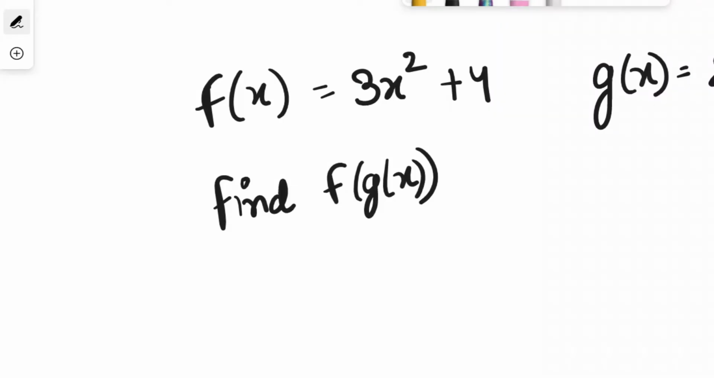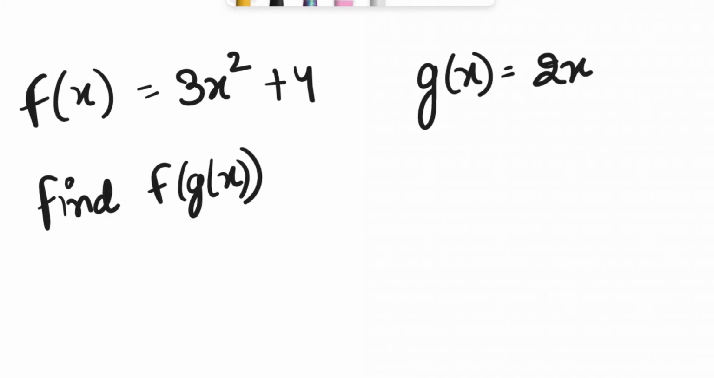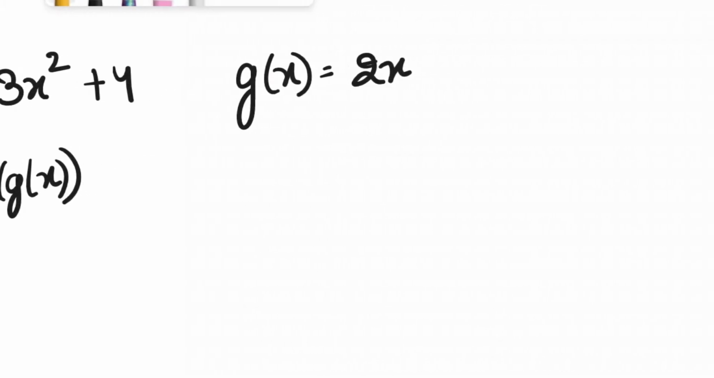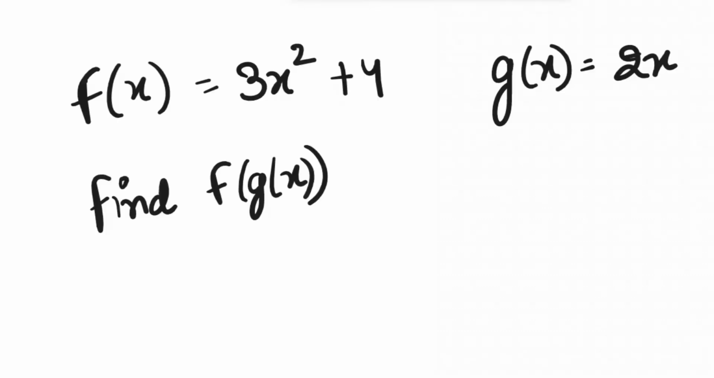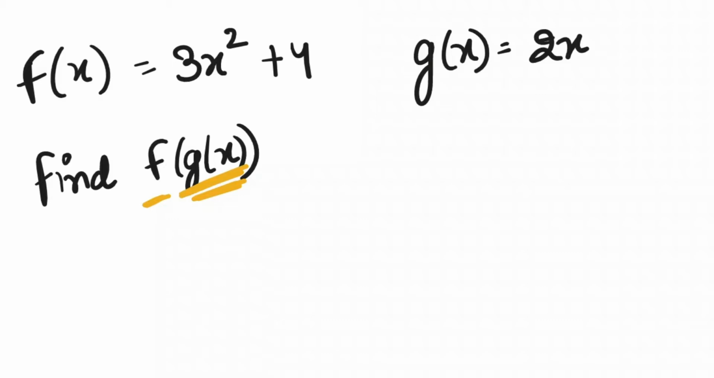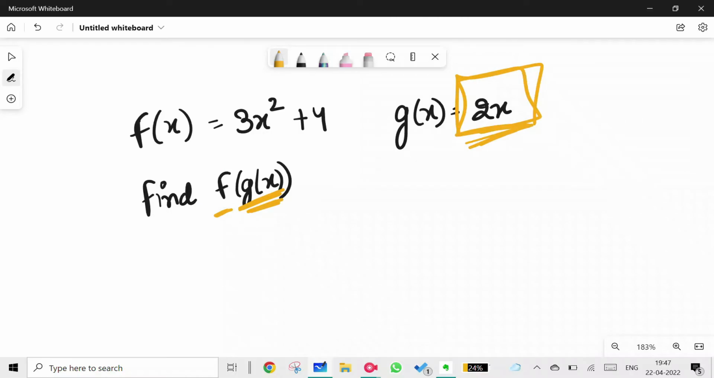So here we have f of x equal to 3x squared plus 4 and g of x equal to 2x, and you're asked to find out f of g of x. Now this is a composite function, so pay close attention to how I'm going to solve this sum, because this is exactly how you're going to do it in your exam if you come across a composite function. So here it starts with f, and inside the bracket you have g of x. So always start with the function that appears the last. So here you have g of x. So let's start with g of x. Here g of x is 2x.